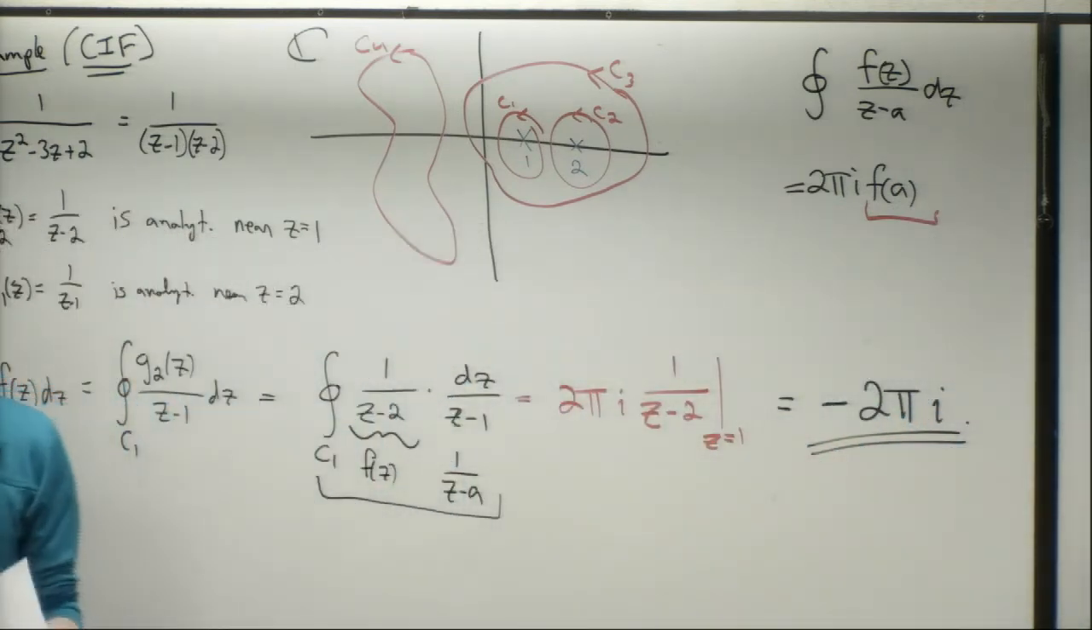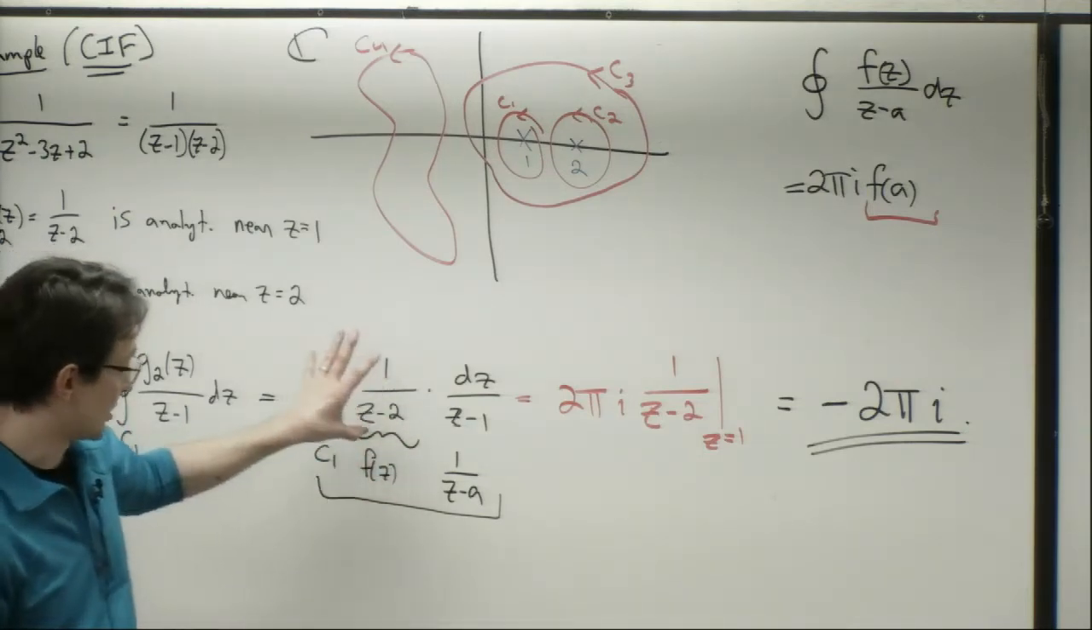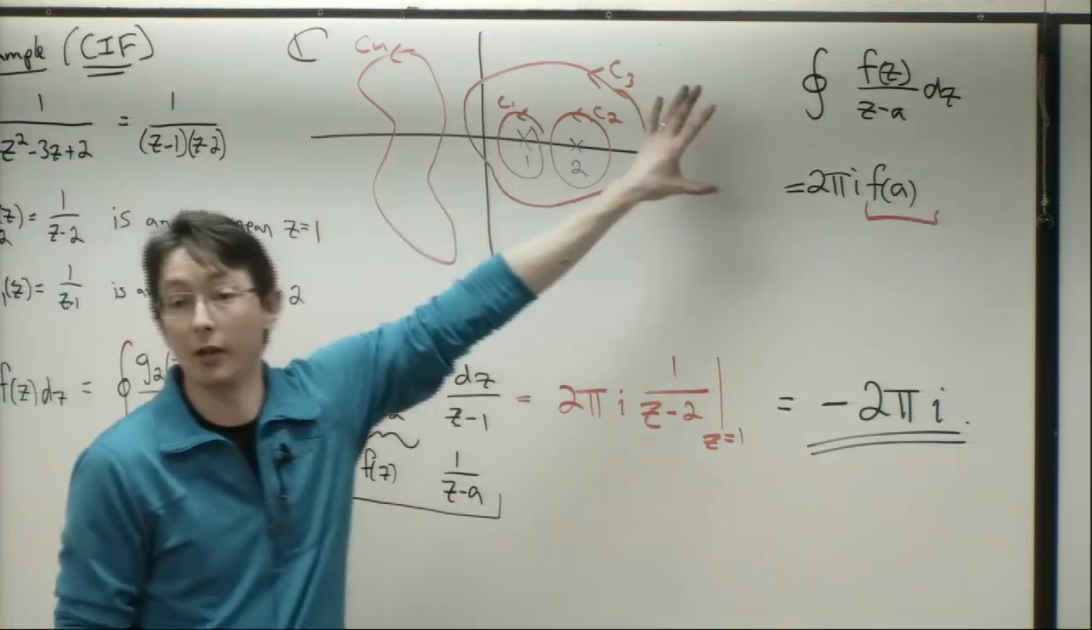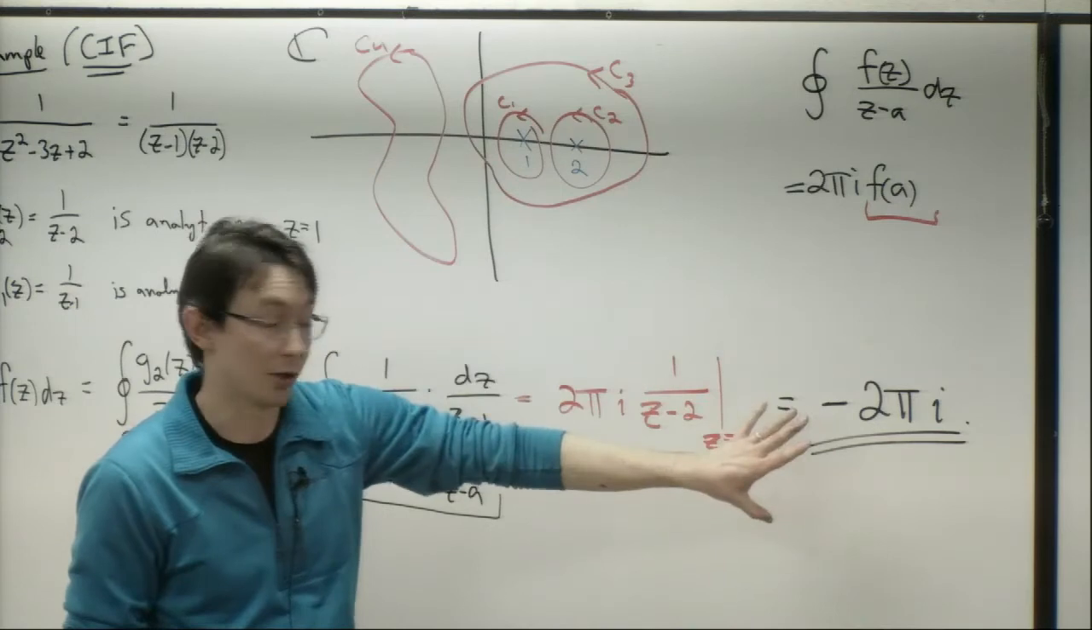Okay, if this is still confusing, I'm going to post my notes online. You can go over this again. Just try to think about how you can look at this contour integral in terms of the Cauchy integral formula, and it should make sense.